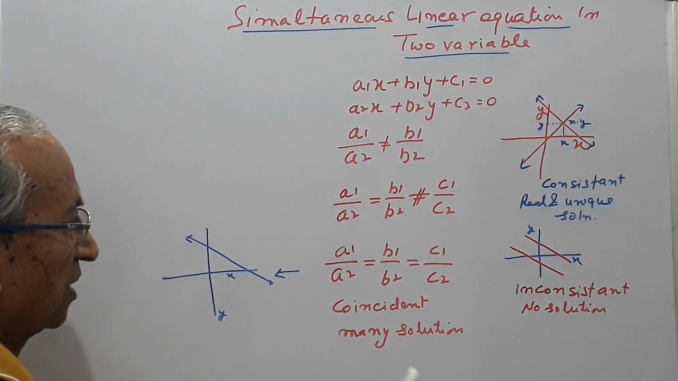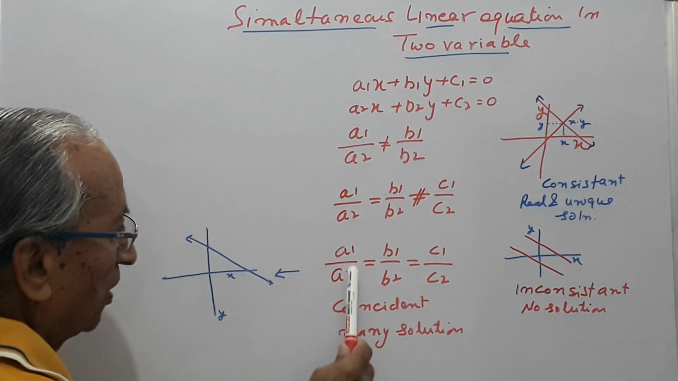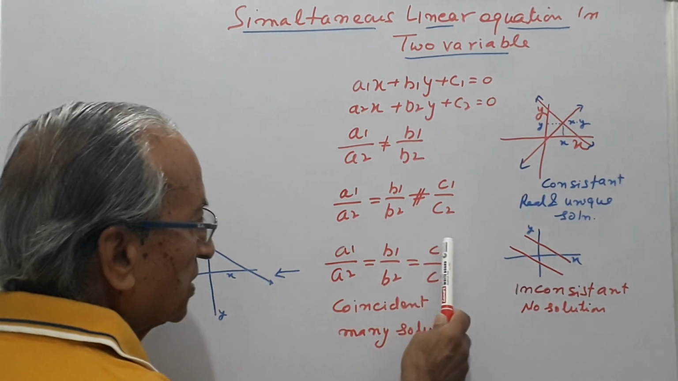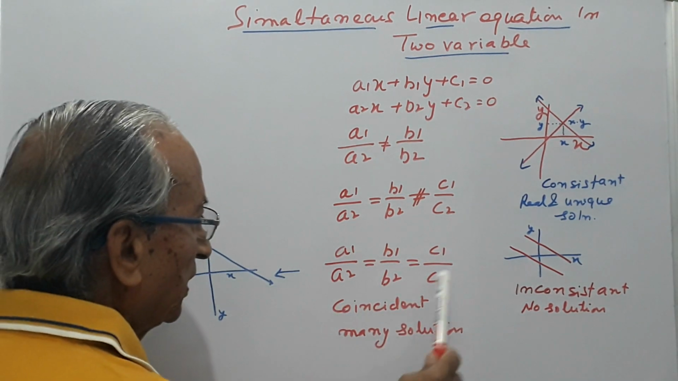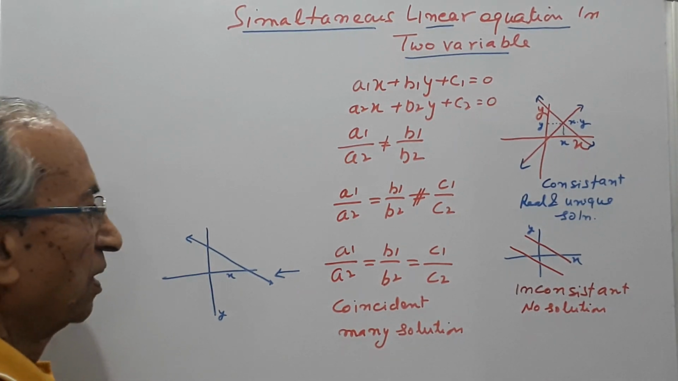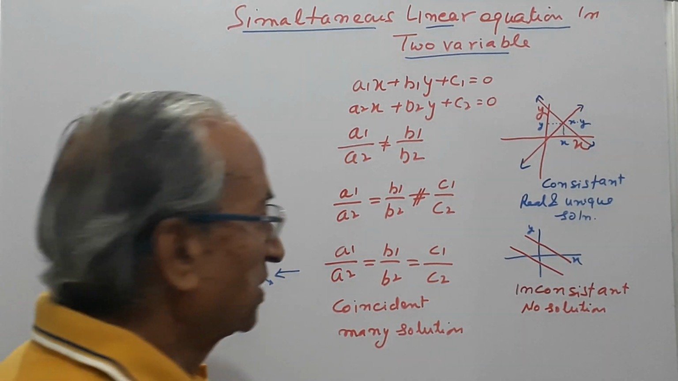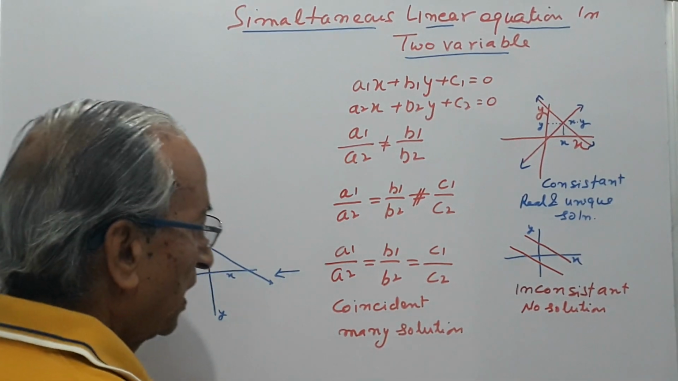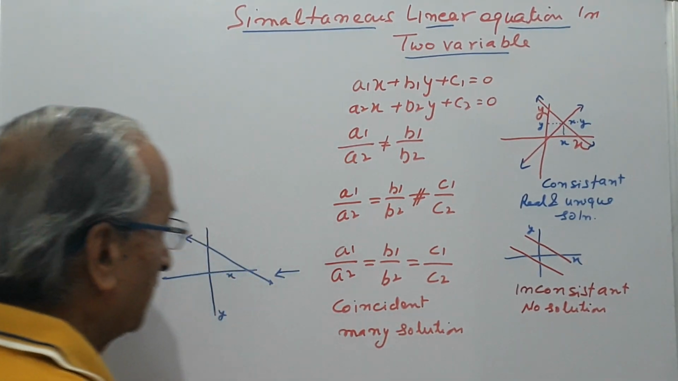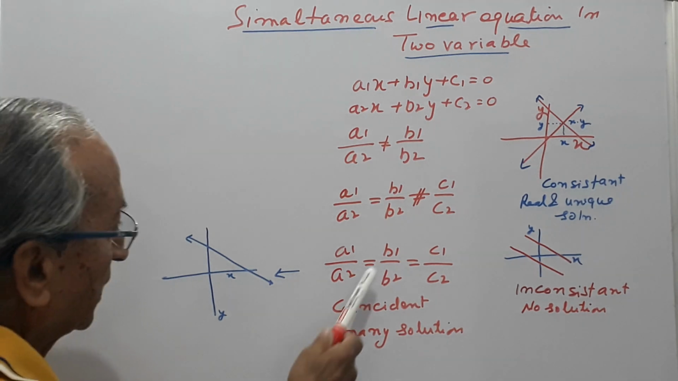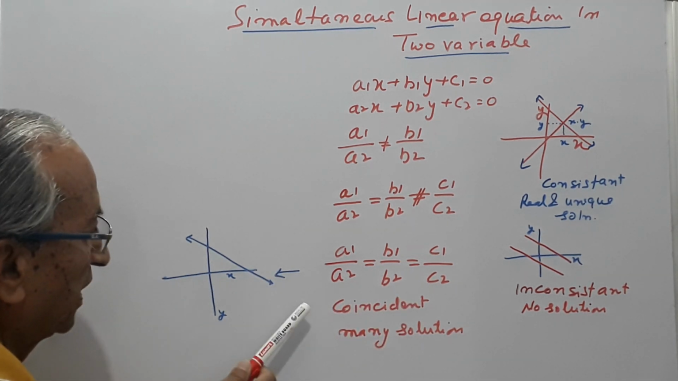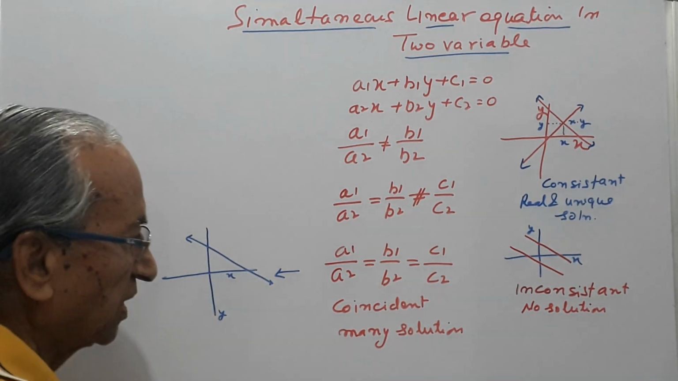Now in the third case, when the ratio a1 upon a2 is equal to b1 upon b2 and c1 upon c2, all the ratios a1 a2, b1 b2 and c1 c2 are equal, then it is known as coincident equations and it will have many solutions. Here you will find that both lines coincide on the graph. A single straight line is there, both the lines overlap each other.